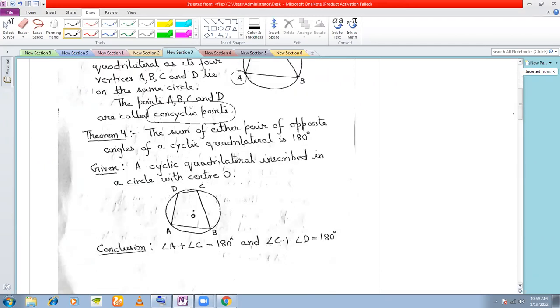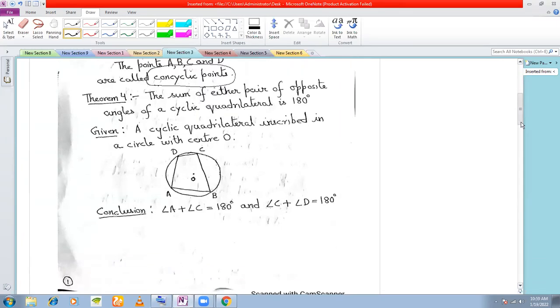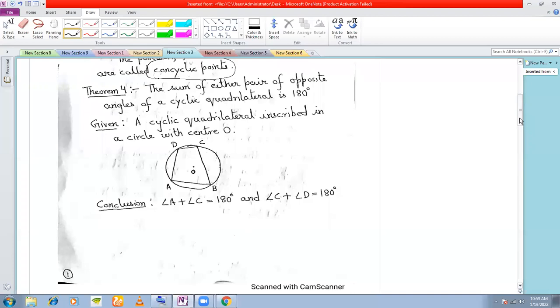Now, three theorems I had discussed under angle property, so this is called theorem number 4. The theorem is the sum of either pair of opposite angles of a cyclic quadrilateral is 180 degrees. That means the sum of these two opposite angles, this angle plus this angle, the two opposite angles of the cyclic quadrilateral, if you add them, will always come out to be 180 degrees.